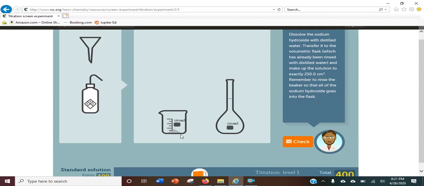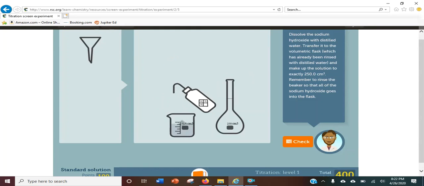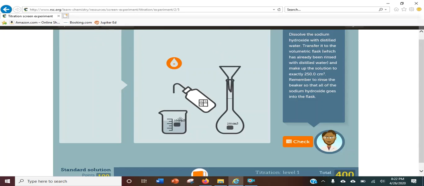All right, so this is distilled water. Notice how the sodium hydroxide is already in the beaker. I'm going to add this. Okay, now that we've dissolved our sodium hydroxide, we're going to pour it into the flask. But before we do that, we need a funnel so we don't spill it all over the place. Okay, notice we still have some left over, so we're going to rinse the beaker and add it into the flask.